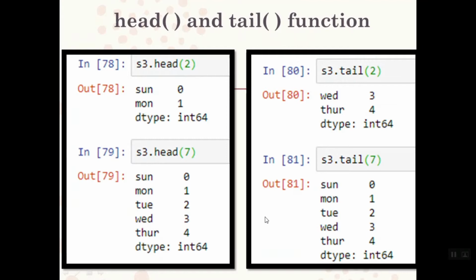The head and tail function. The head function will give you the display of elements from the starting and the tail from the end. So if I write s3.head, we'll be getting the values from the first index till 2 indexes, right? So sun and mon. If I write head 7, we'll be getting it from Sunday to Thursday. If I write tail 2, the last 2 elements will be displayed. So Thursday was the last element, so Wednesday and Thursday is displayed. If I write 7, the last 7 elements will be displayed.